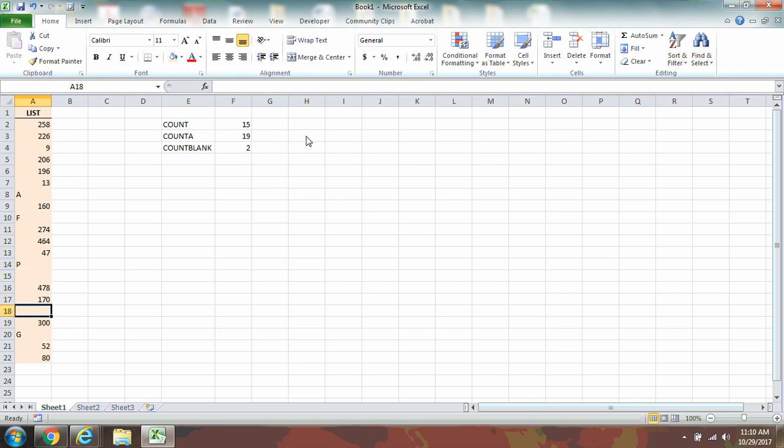And that's a quick, dirty, easy explanation for the COUNT function and how it could help you with your daily analysis.